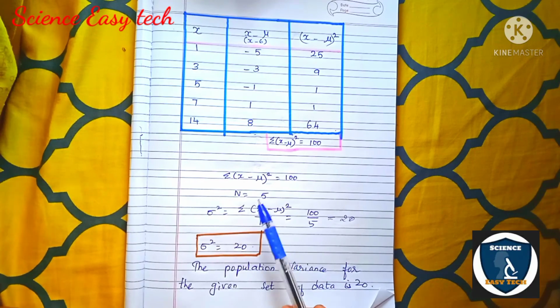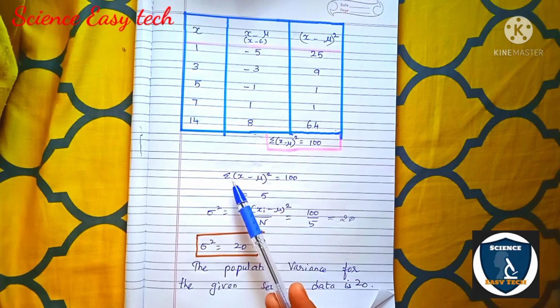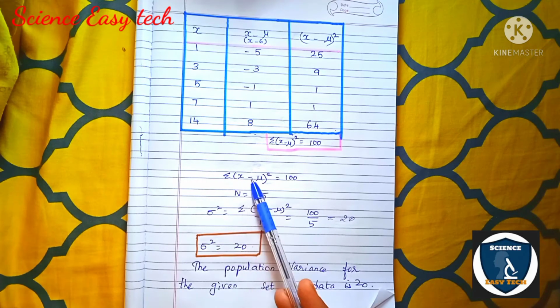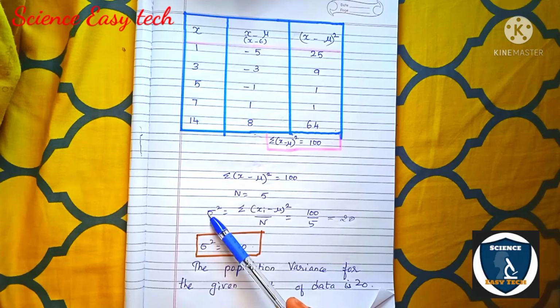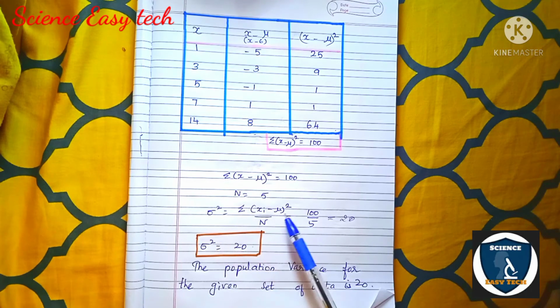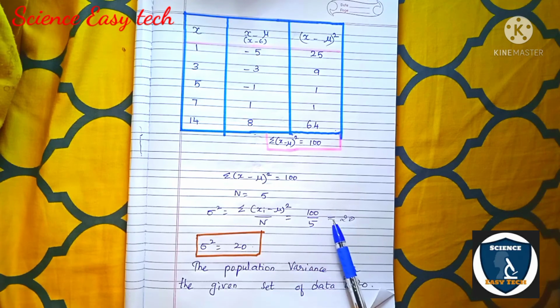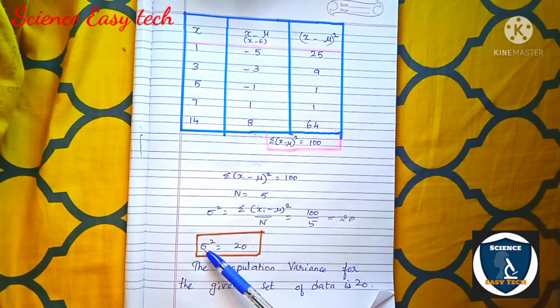So now you will be substituting in the formula: summation of (x minus mu) whole squared is 100, n is equal to 5. So the population variance formula, sigma squared is equal to summation of (xi minus mu) whole squared divided by n, which is equal to 100 divided by 5. When 100 is divided by 5, you will get the value 20. So your population variance is 20. The population variance for the given set of data is 20.